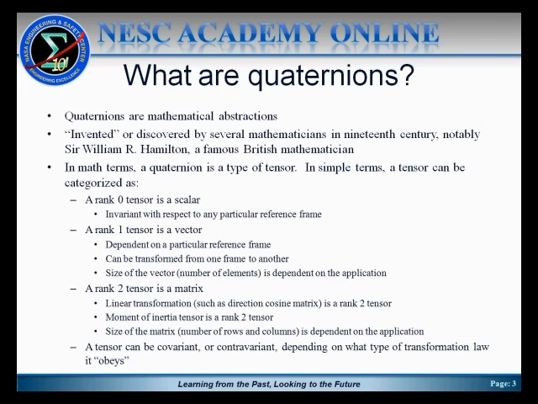A tensor also can either be covariant or contravariant, depending on what type of transformation law it obeys. Most of the tensors that we use in flight mechanics are contravariant, meaning they vary contra, or opposite, to how the basis vectors vary. For example, if you have some fixed vector in space that is represented in some coordinate frame with some components, call them x, y, and z, as you rotate that frame, if the vector is fixed, the components of that vector vary, obviously. That's one of the reasons we use vectors to describe motion.